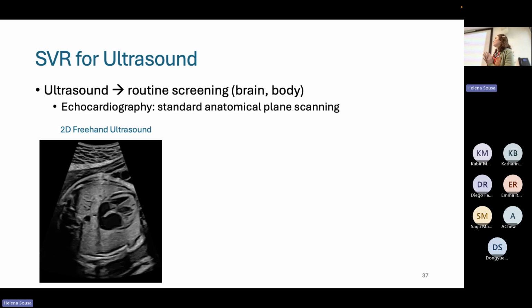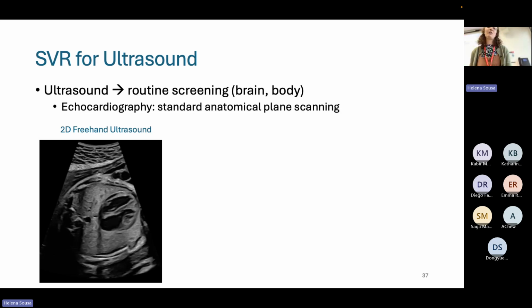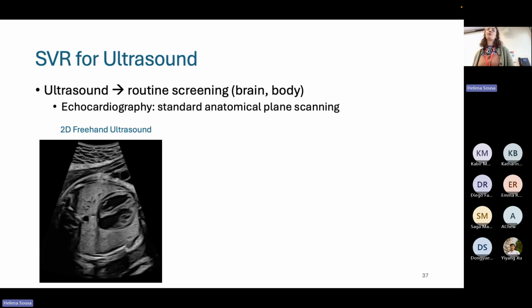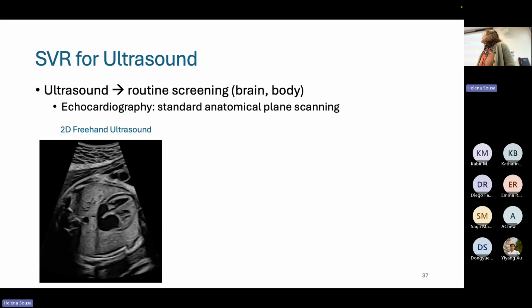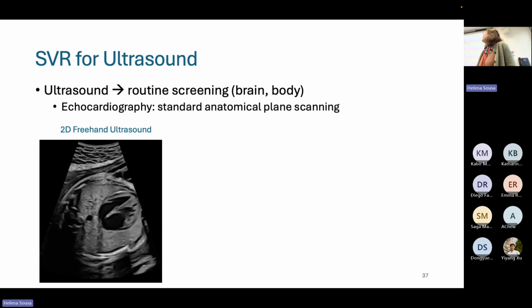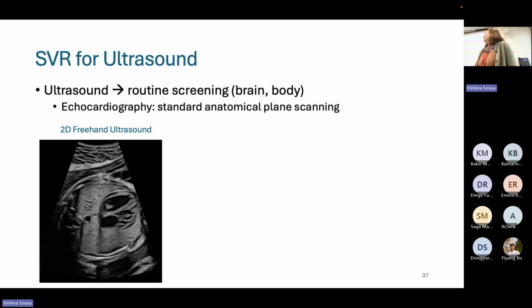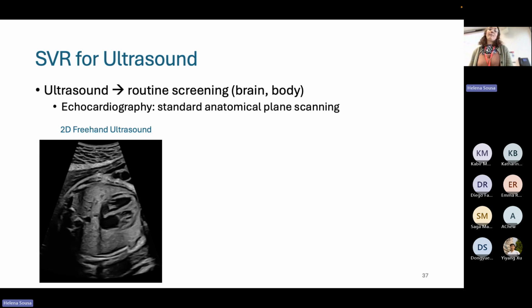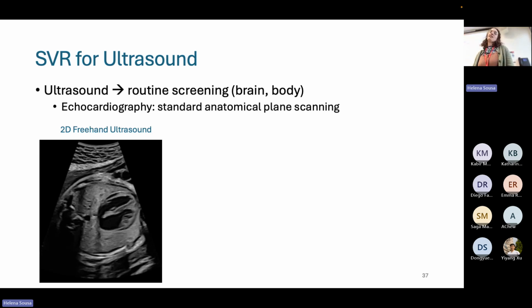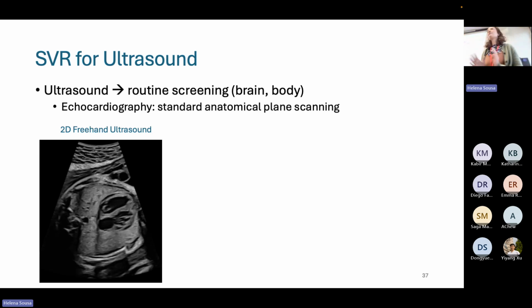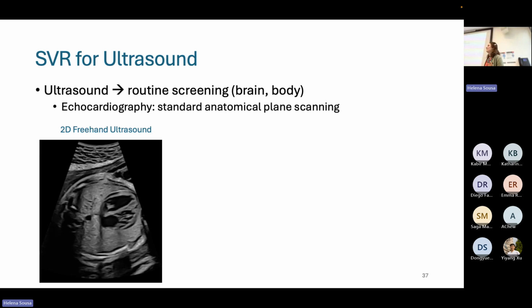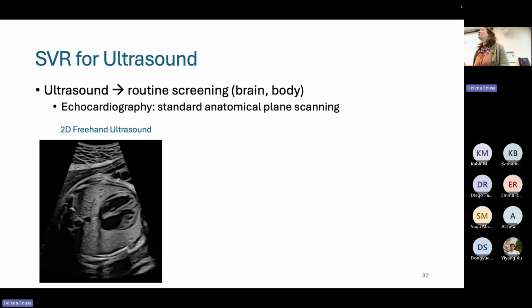So just as a reminder, what Naomi was saying, that ultrasound is the primary modality for fetal screening of main organs, brain, body, and also cardiac. And even more for detailed examinations when there's suspicion of cardiac abnormalities. So this is still a 2D modality, really. What's used in clinic is still freehand 2D ultrasound.